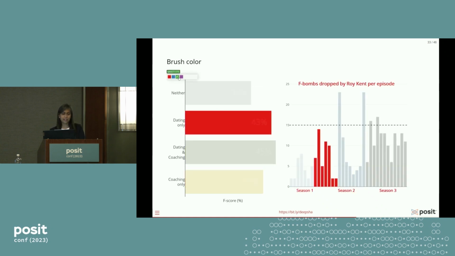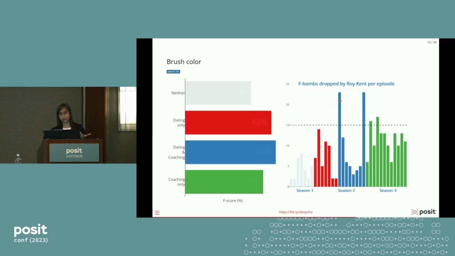Now let's say I wanted to see the episodes where he was only coaching. I'm able to highlight that as well. But let's say I want to know that when he was dating and coaching, what are the episodes that drove the F-score higher? The ambulances want to know.